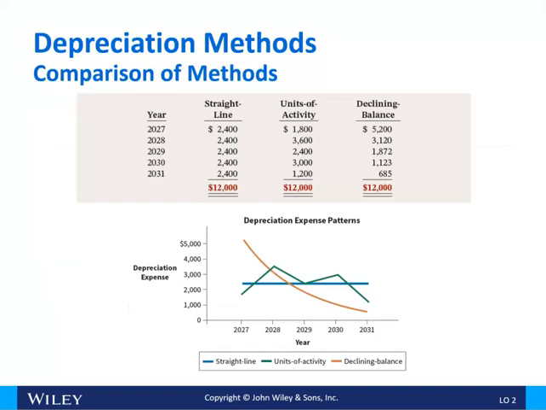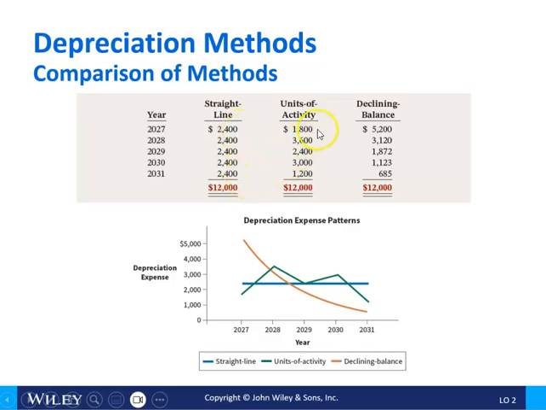Now we'll look at the 3 methods and compare them. The first thing I want to point out is that in all 3 cases, our total depreciation is going to be $12,000. That's our depreciable cost. So each method gets us to our depreciable cost, which means our book value is going to be the salvage value of $1,000. Straight line, we have the same amount each year.